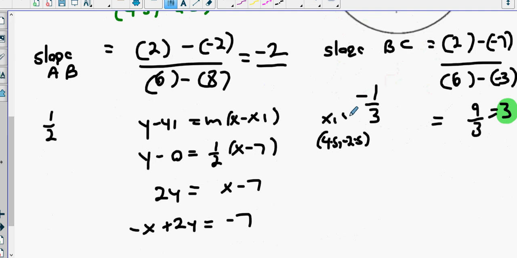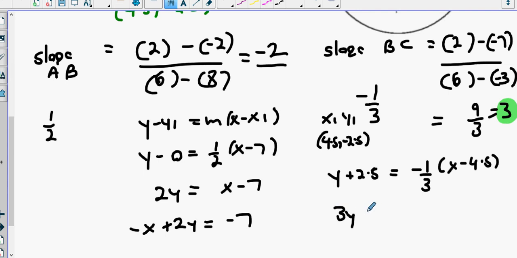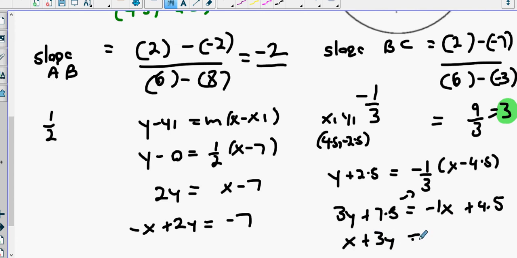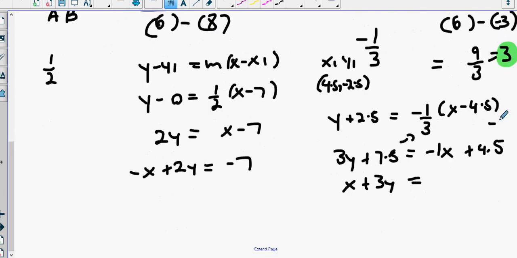I'm going to do the equation of the line formula again. It's going to be y plus 2.5 equals minus 1/3 into x minus 4.5. Multiply across by 3 and we get 3y plus 7.5 equals minus 1x plus 4.5. Bring the 7.5 to the other side, we're going to get x plus 3y equals 4.5 take away 7.5, which is minus 3.